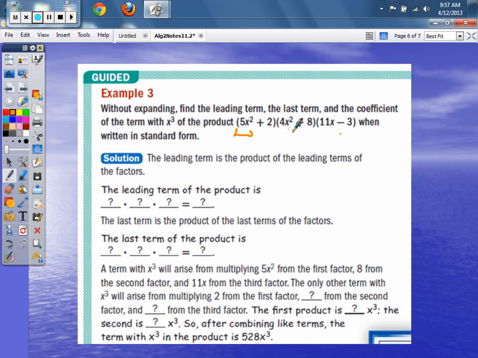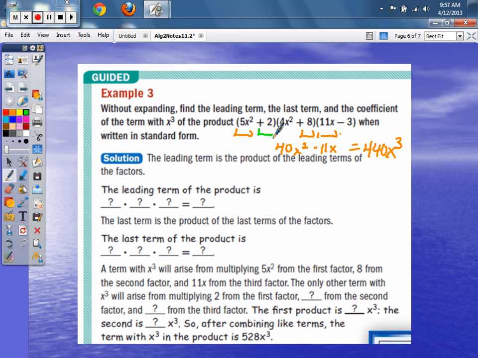So I'm never going to multiply by that. Multiply by this 8. 5x squared times 8, that's 40x squared. And if I multiply by this 11x, I get 440x to the 3rd. Okay? That's one way. What if I use the 2? I'll go with green now.